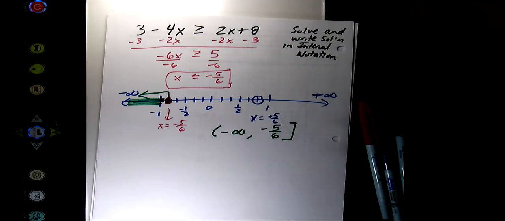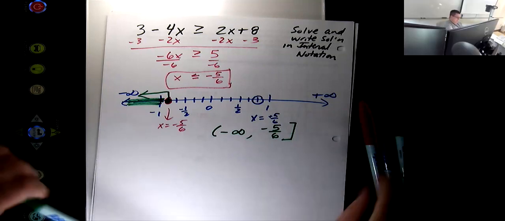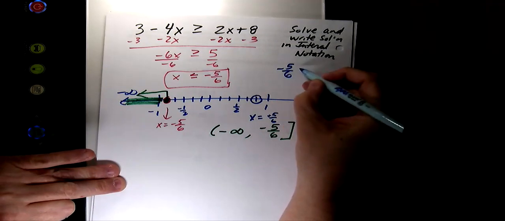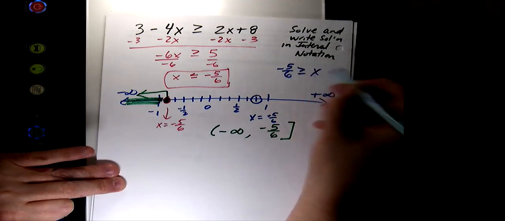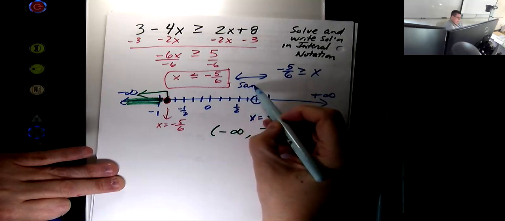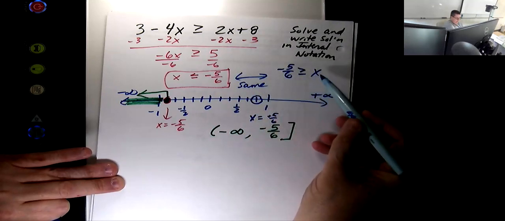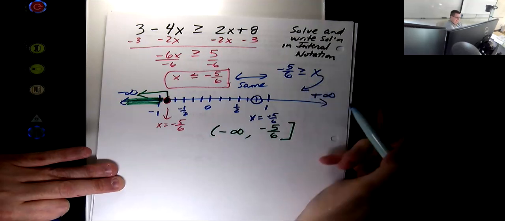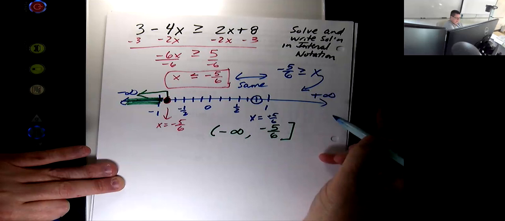I got that negative 5/6 is greater than the x, but I just flipped it. I did it a different way. That's fine. These are identical, these are the same. The hard part with doing this is it's hard to go from here to here. It really is.